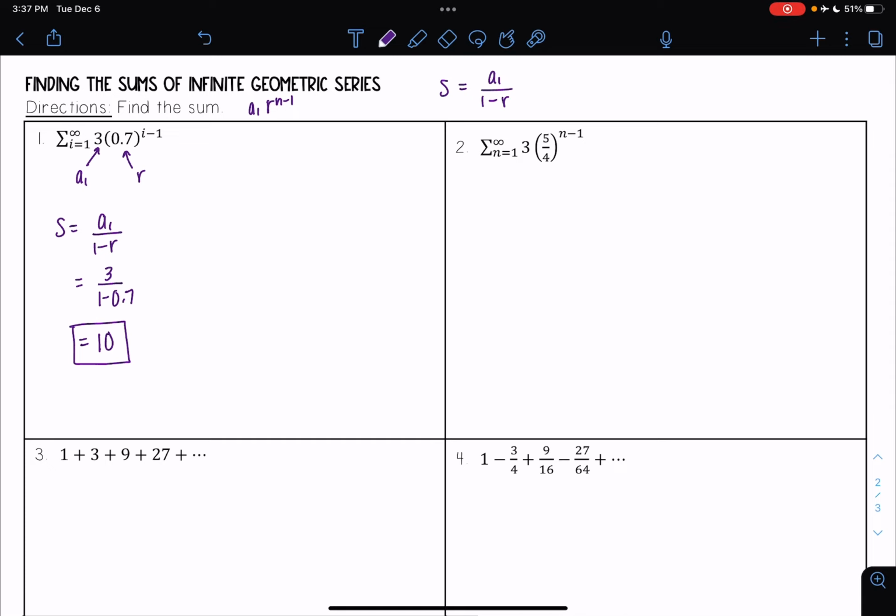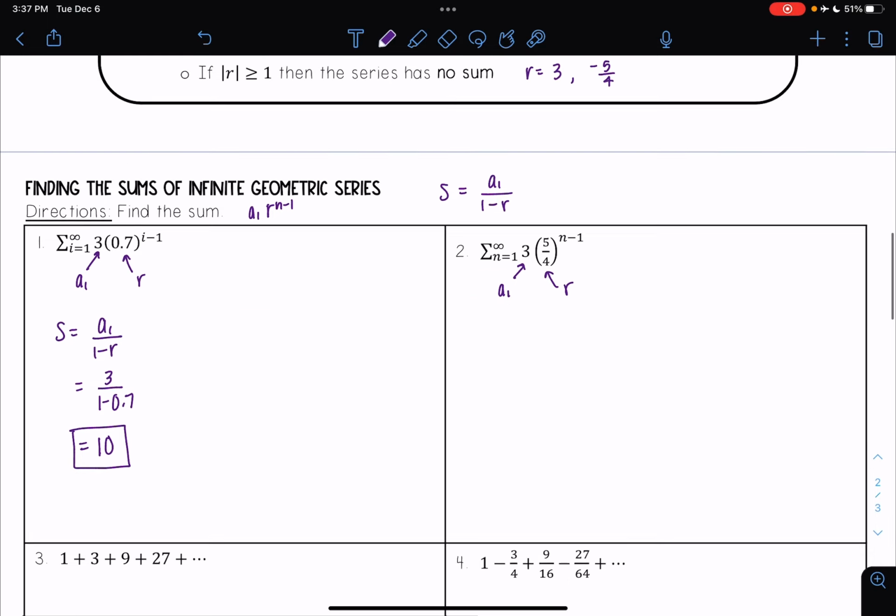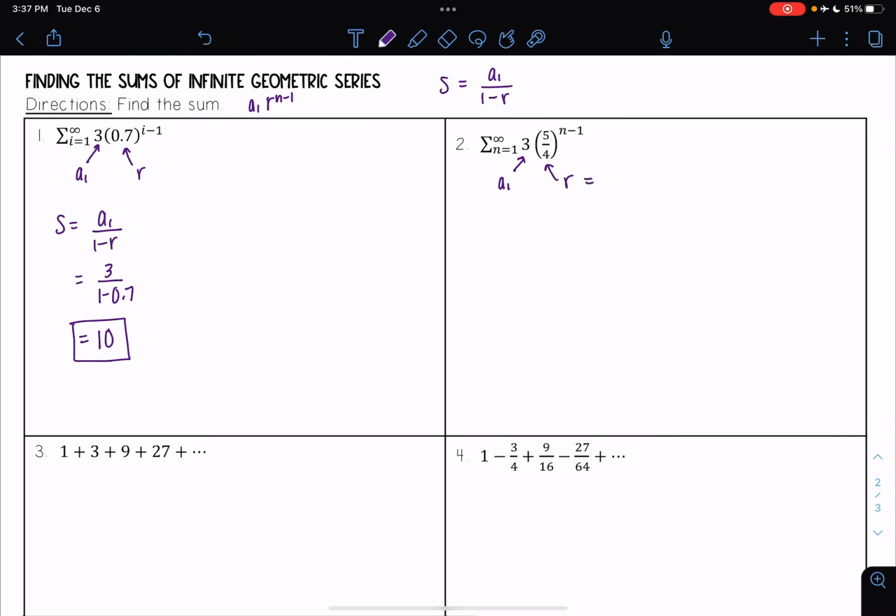Okay, let's try another one. So here I have the sum from n equals 1 to infinity of 3 times 5/4 to the n minus 1. So my a1 value is 3 and my r value is 5/4. So first I want to check to see if my r is less than 1, as is stipulated up above. 5/4 is greater than 1. So that means on this one, there is no sum. The sum does not exist.